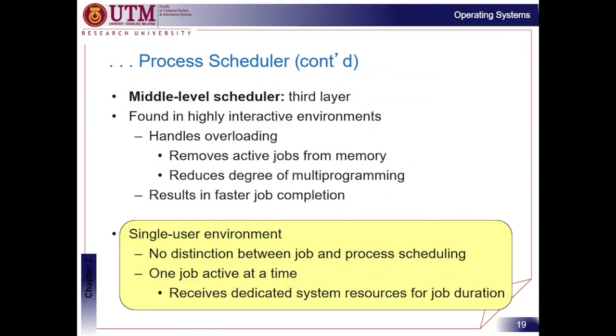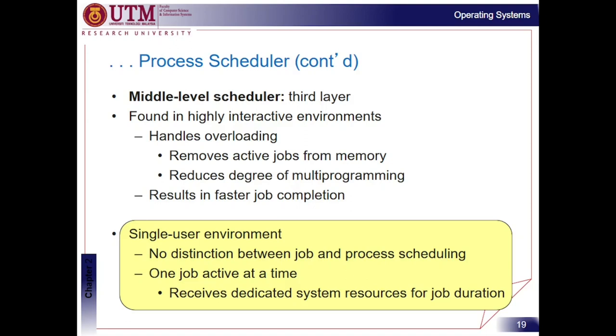The process scheduler is responsible for deciding which process should run on the CPU at a given time. It has three layers, which are the long-term scheduler, the short-term scheduler, and the middle-level scheduler. The middle level scheduler is the third layer of the process scheduler. It is used in highly interactive environments, such as a graphical user interface or web server, where there are many processes competing for CPU time and memory.